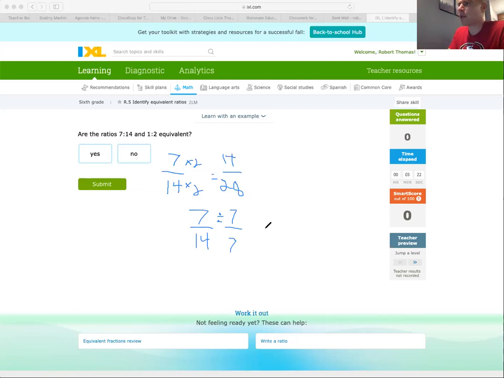It's staying the same. And so when I divide the top by 7, well, that's easy. 7 divided by 7 is 1. And when I divide the bottom by 7, 14 divided by 7 is 2. I get 1/2. That's the same thing as this 1:2. And so because I was able to take one fraction and turn it into the other fraction using the same number on top and bottom, either dividing or multiplying, then those fractions must be equivalent. They're just different ways of expressing the same number, so we're good. We click yes, they are the same.